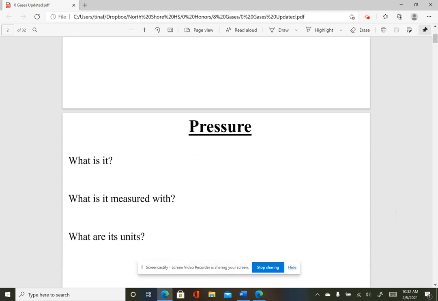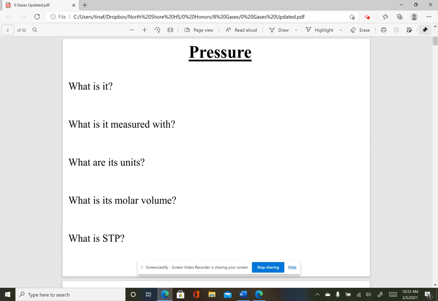Okay, so at this point, you guys have already done the gas law gizmo, and you should have looked a little bit at what pressure means. So let's now go ahead and define pressure. So we can actually define pressure using a formula. Pressure is the amount of force exerted by the particles per unit of area.